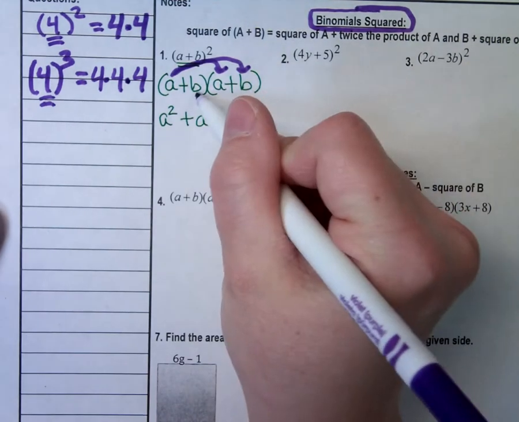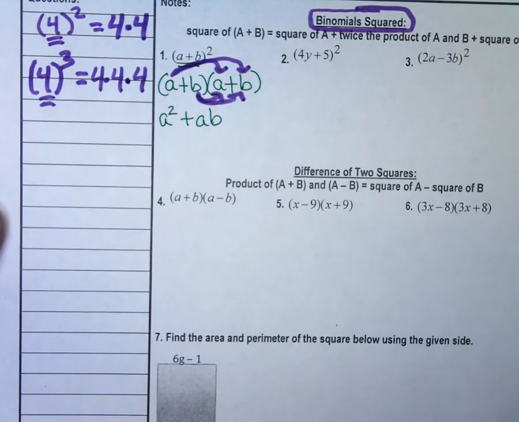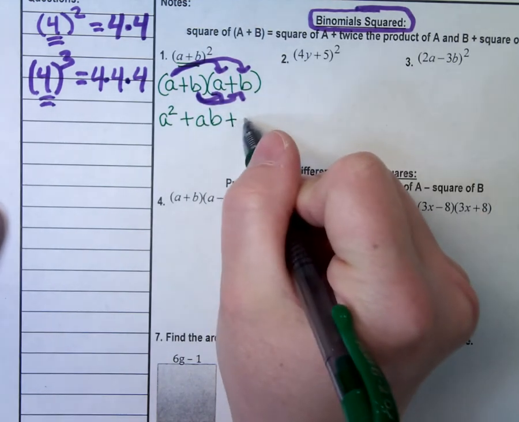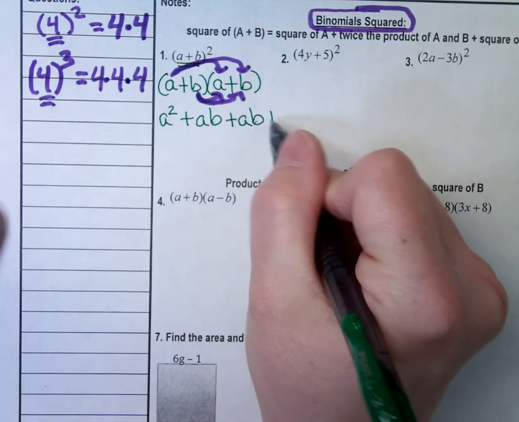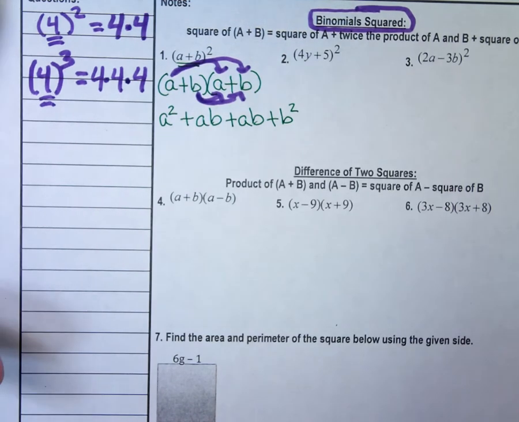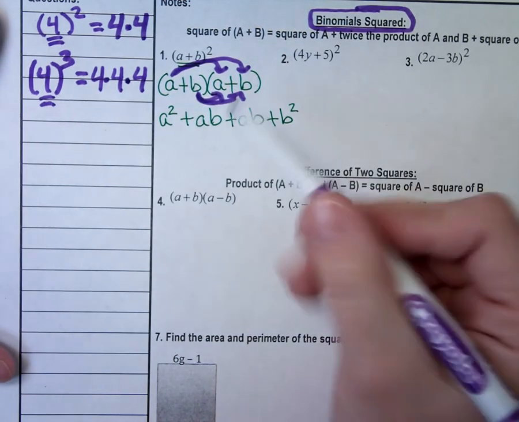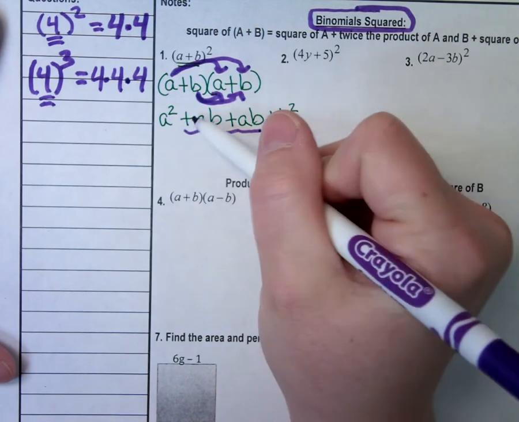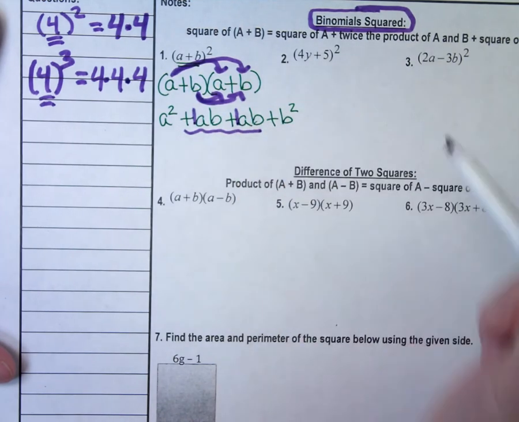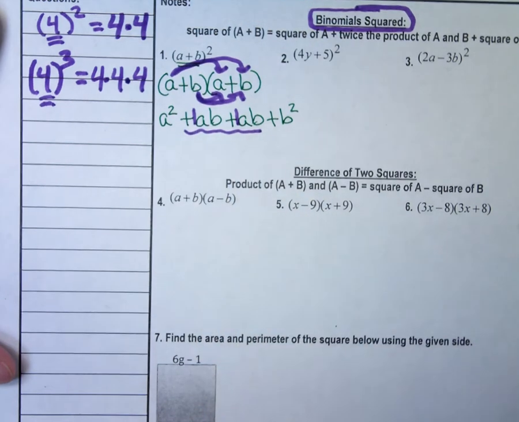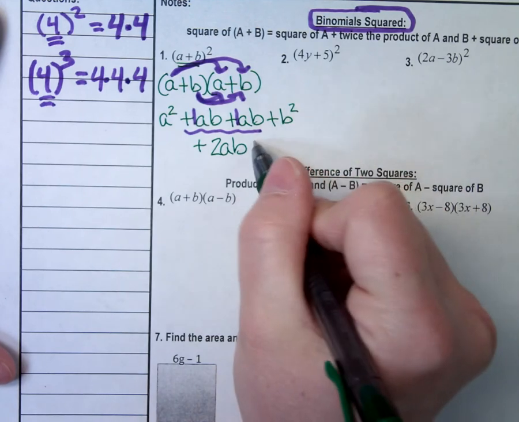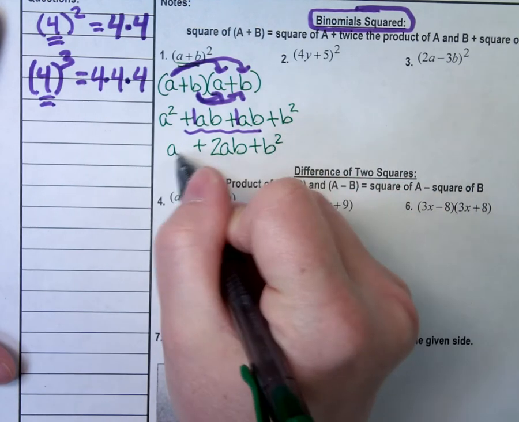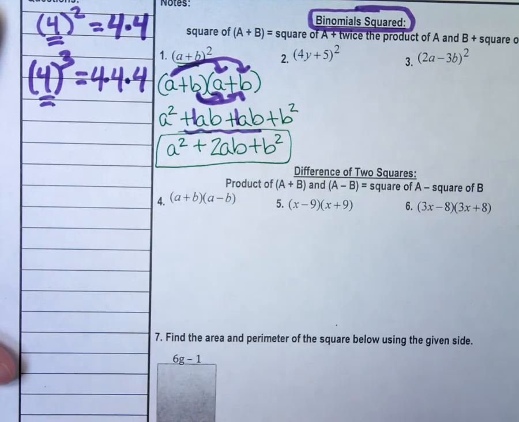Now I need to distribute the b with both things in the second set of parentheses. So b times a is ba, but we want to put it alphabetically, so we put ab. And b times b makes b squared because we add the exponents. Okay, at this point I want to combine like terms. These are my like terms right here. Don't forget that there's 1's in front of both of these. You just don't see them. So 1ab plus 1ab makes a positive 2ab. And then the plus b squared just drops down. The positive a squared just drops down. And there's my answer.